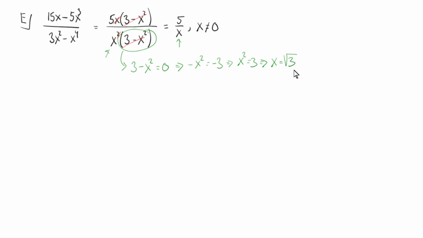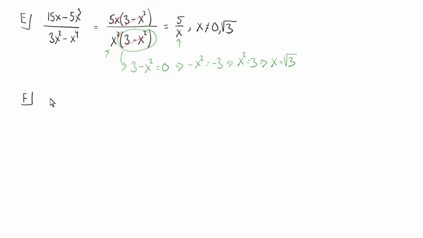So x cannot equal square root of 3, because if it does, this binomial here would equal 0, which it is not permitted to do. So we would say that our second non-permissible value, our second restriction, is going to be that x cannot equal square root of 3. Right? And then final one.